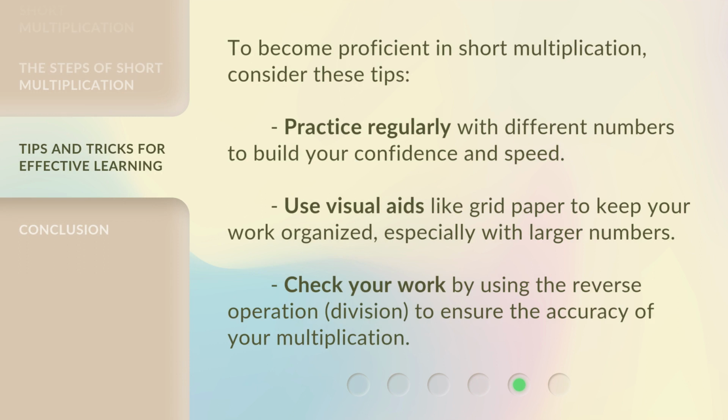To become proficient in short multiplication, consider these tips. Practice regularly with different numbers to build your confidence and speed. Use visual aids like grid paper to keep your work organized, especially with larger numbers. Check your work by using the reverse operation, division, to ensure the accuracy of your multiplication.